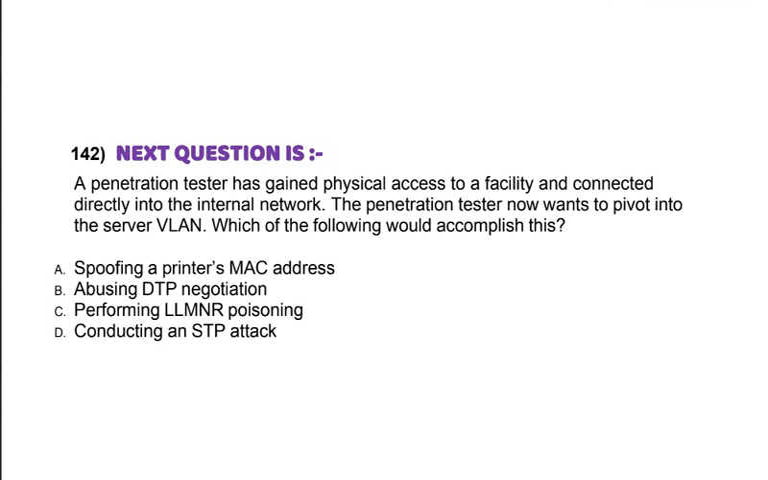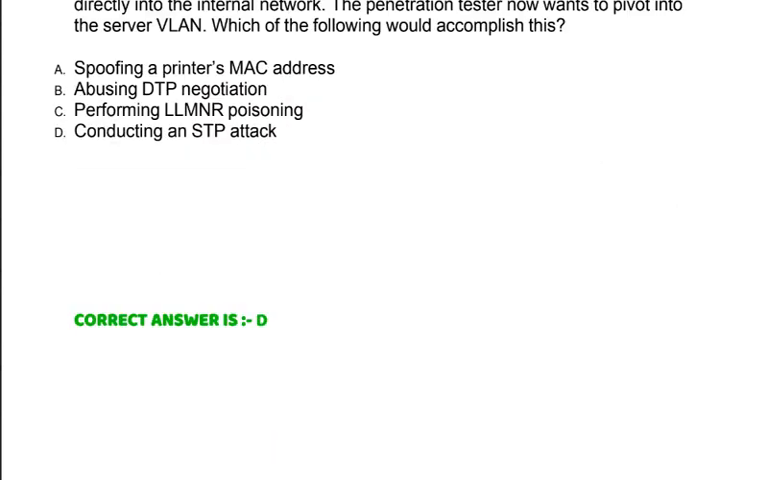Question is a penetration tester has gained physical access to a facility and connected directly into the internal network. The penetration tester now wants to pivot into the server VLAN. Which of the following would accomplish this? Option A, spoofing a printer's MAC address. Option B, abusing DTP negotiation. Option C, performing LLMNR poisoning. Option D, conducting an STP attack. Correct answer is option D.